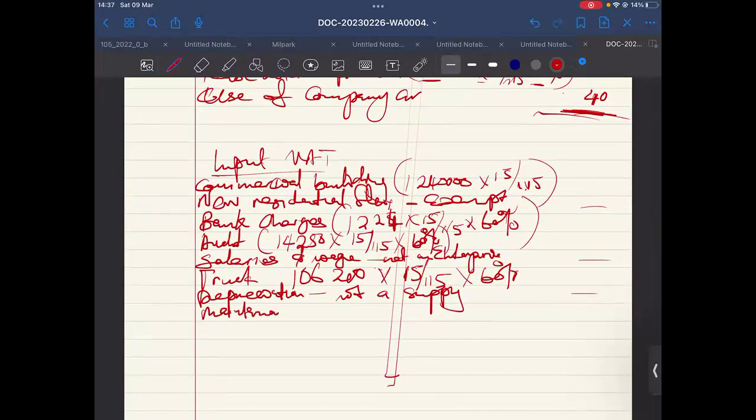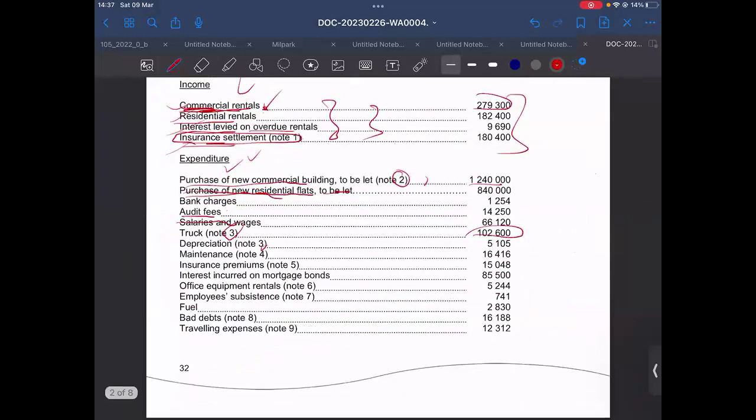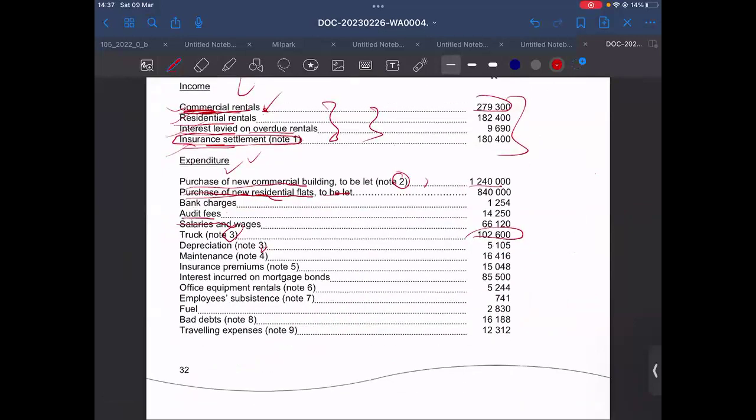So it's for the whole buildings. Therefore, we apportion it. How much? 16,416. 16,416 times 15 over 115, then times 60%, we apportion. Right, next one, we have the paper, the questions, good people. I did share them in the group.